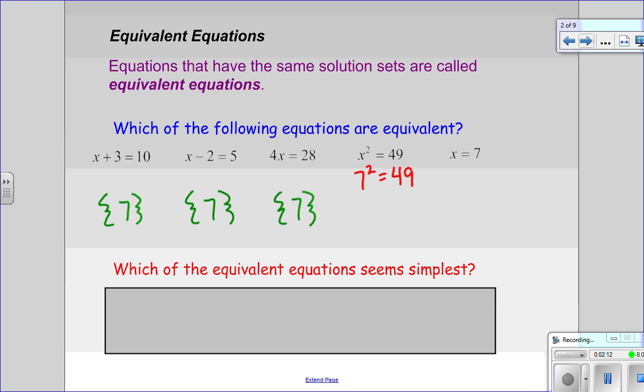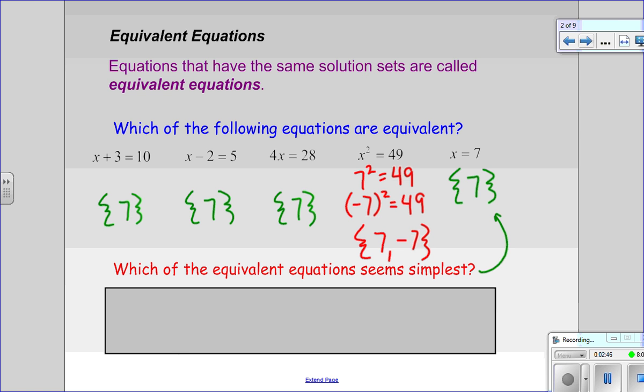However, another solution is -7, because -7 squared also equals 49 when we evaluate the equation. This means that our solution set has two solutions, 7 and -7. Finally, our last equation, which is likely the simplest of them all, x equals 7, our solution is 7.